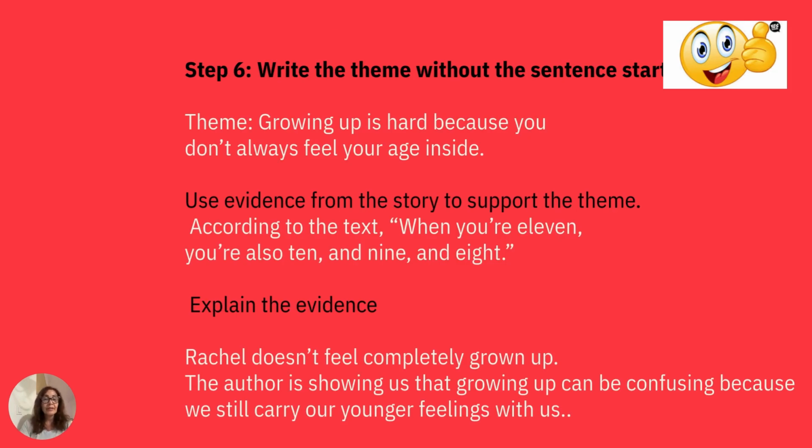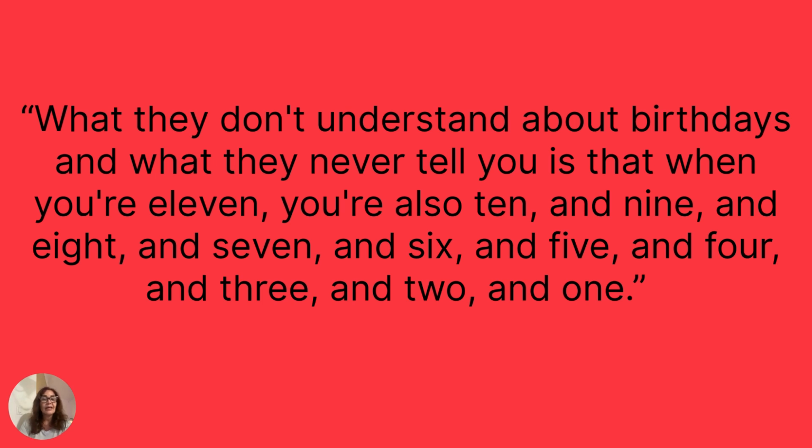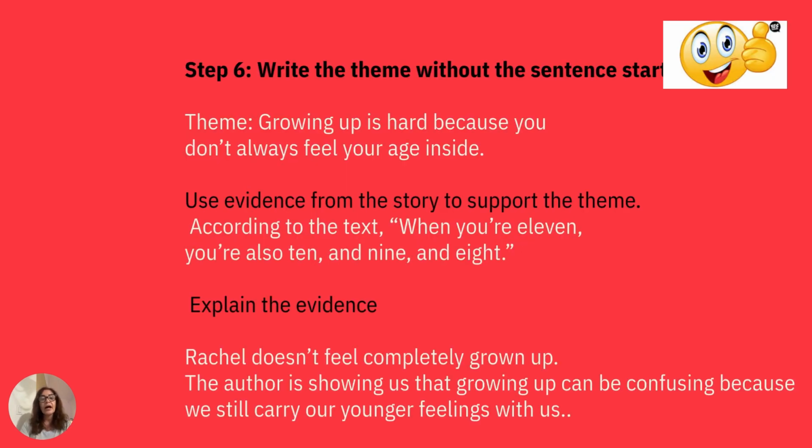Once we have the theme, now I need to provide evidence from the story. And I pulled out an excerpt from the story. I will read it out loud for you. What they don't understand about birthdays and what they never tell you is that when you are 11, you're also 10 and 9 and 8 and 7 and 6 and 5 and 4 and 3 and 2 and 1. So I went ahead and extracted part of that excerpt as a quote. So basically, I just copied it down and I started with another sentence stem. According to the text, when you're 11, you're also 10 and 9 and 8.